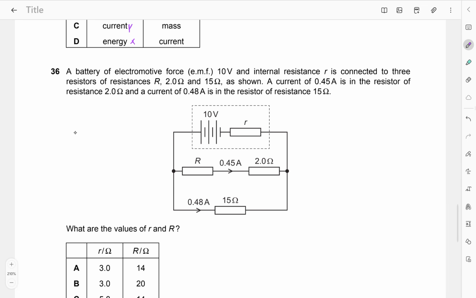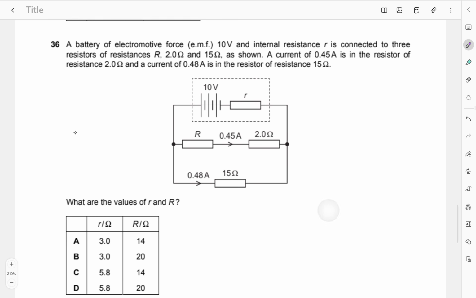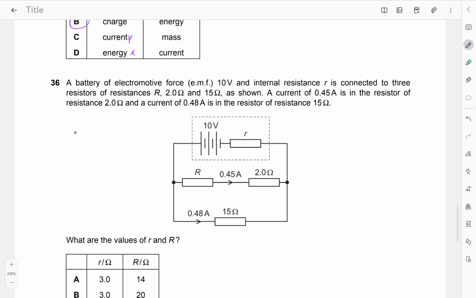A battery of EMF 10 volts and internal resistance r is connected to three resistors of resistances R, 2 ohms and 15 ohms as shown. A current of 0.45 amperes is in the resistor of 2 ohms and a current of 0.48 amperes is in the resistor of resistance 15 ohms. What are the values of r and capital R?